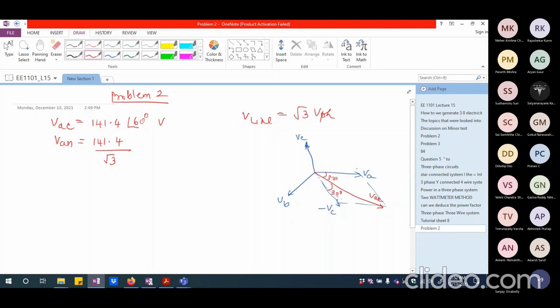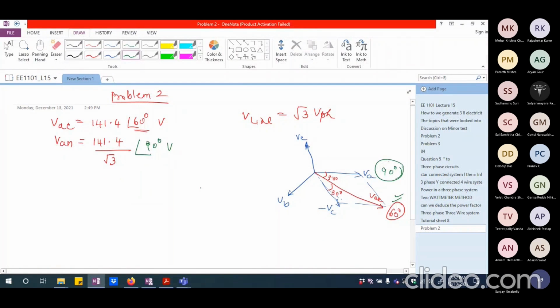Whereas VAC will be lagging behind VA by 30 degrees. So I should have VAN to be, if this is 60, right? So this angular position is 60. That is what is given. And this is another 30 degree addition. So obviously this position is going to be 90 degrees. If I say this is 60, this will be 90, only then this will be lagging behind by 30 degrees as compared to VAN. So I should write this as 90 degree volts.